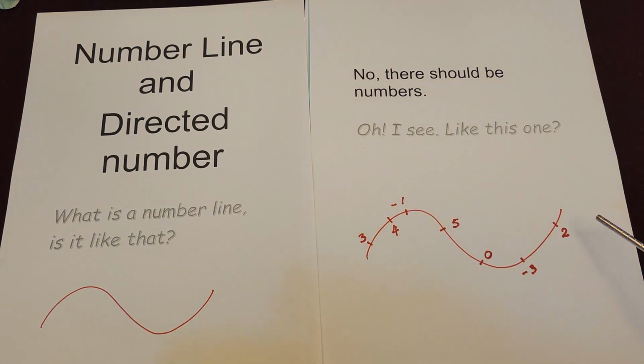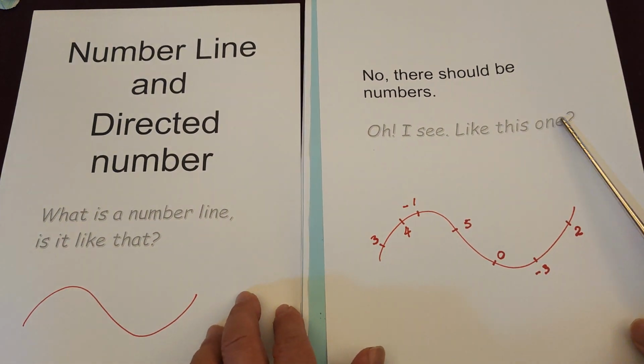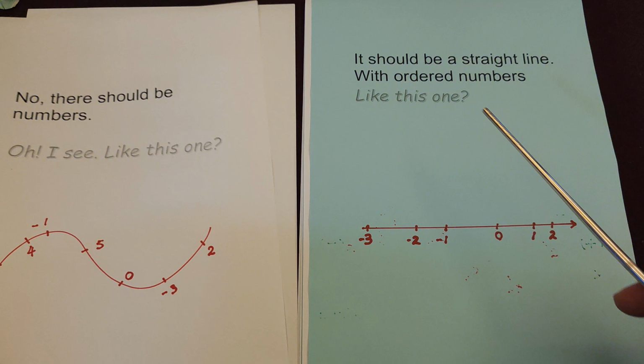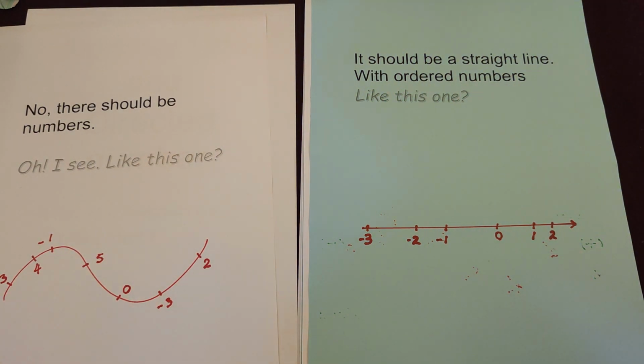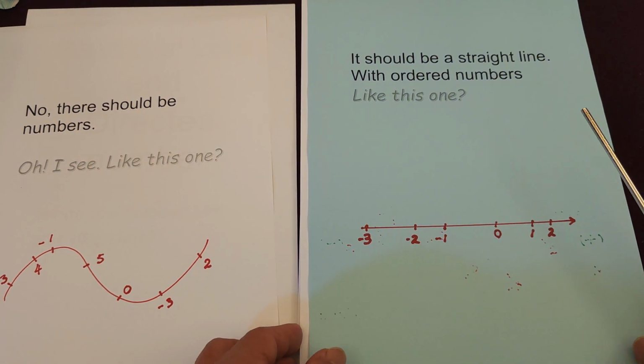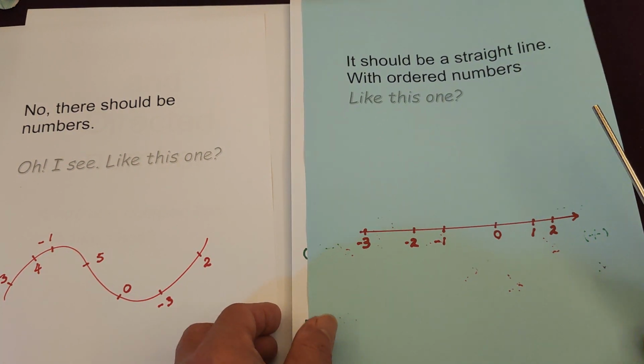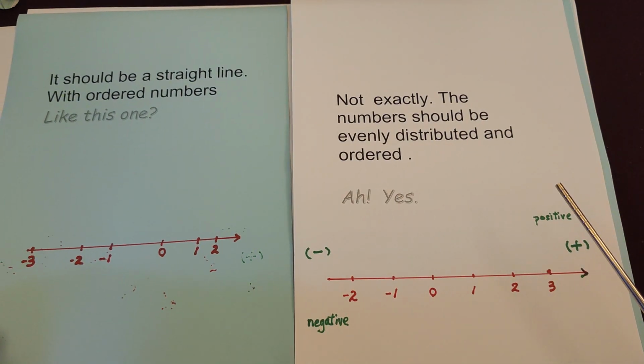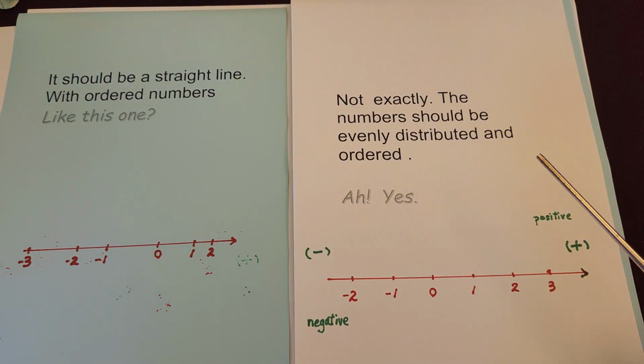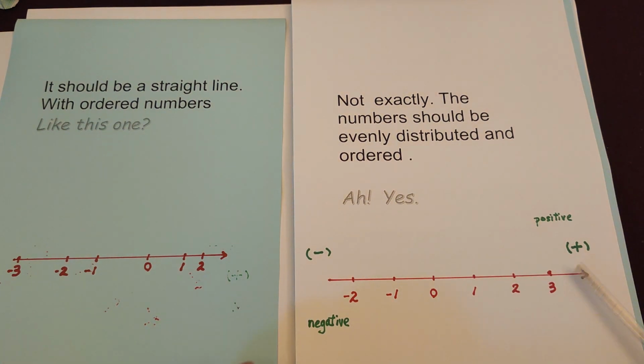There are numbers here. Not exactly. It should be a straight line with all the numbers, like this one. Oh, I see. But not quite. What's the problem? The numbers should be evenly distributed in order.